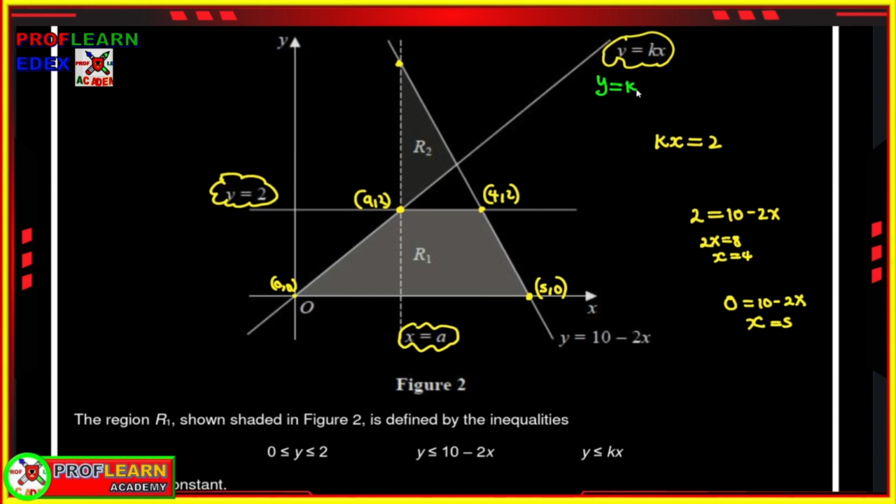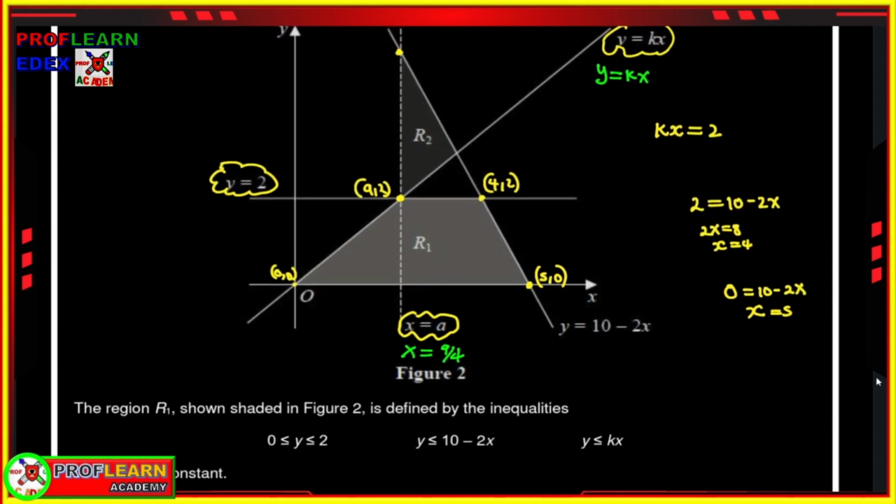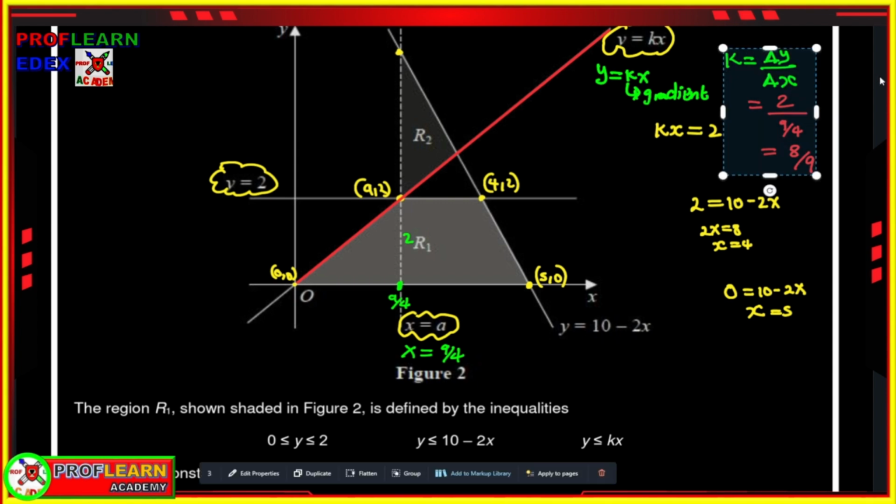we can find the gradient of this line whose equation is y equals kx. Remember, k is the gradient of this line, so we can use rise over run, and k is going to be change in y over change in x. So you can see where the equation x equals a, or x equals 9 over 4, meets y equals kx is that coordinate a, 2, right? We can find the gradient of this line. So that will be 2 over 9 over 4, and that's going to be 8 over 9. So the value of k is going to be 8 over 9.